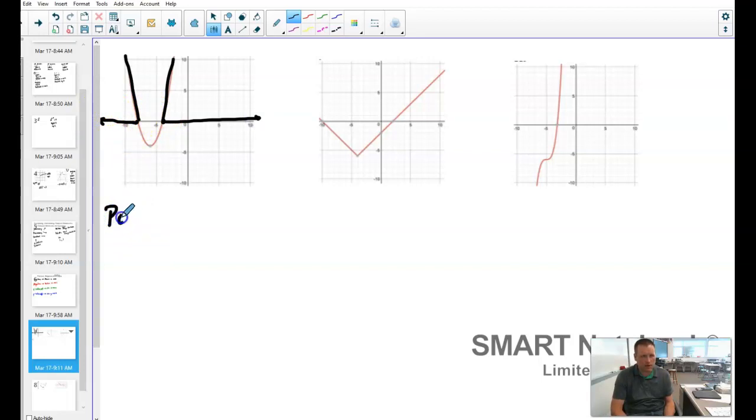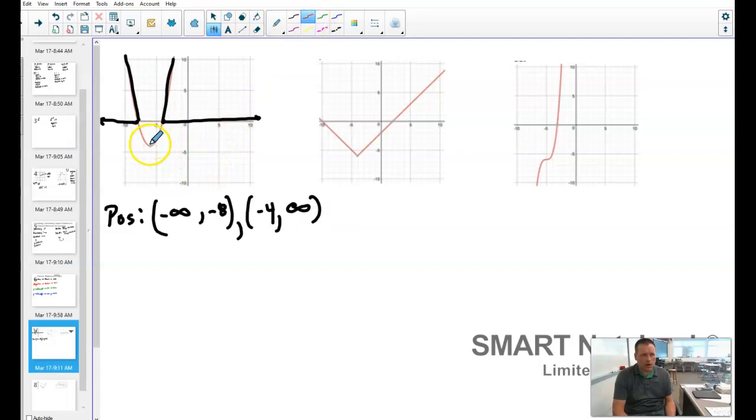So where I am positive, I'm going to say it's from negative infinity to this point right here, which is negative 8. Okay, so from negative infinity to negative 8, it's positive. And then it's also positive from this point, which is at negative 4, all the way to infinity here. So that's where I would say it is positive.